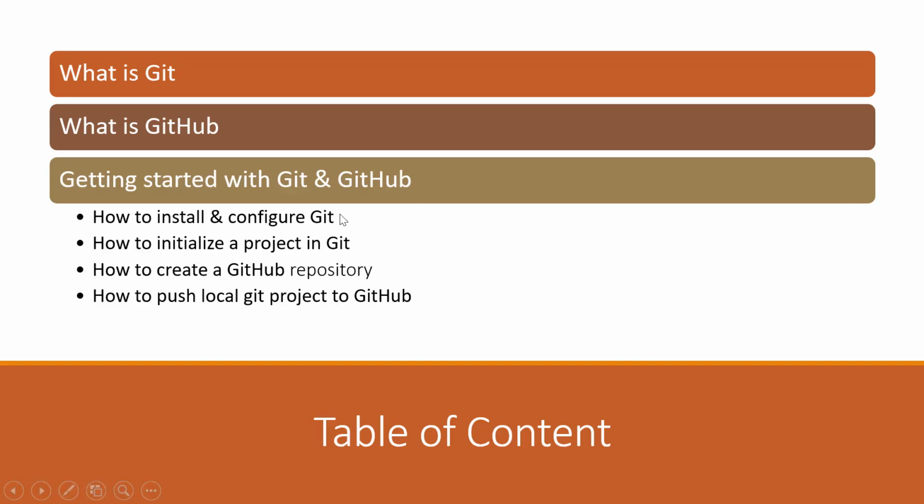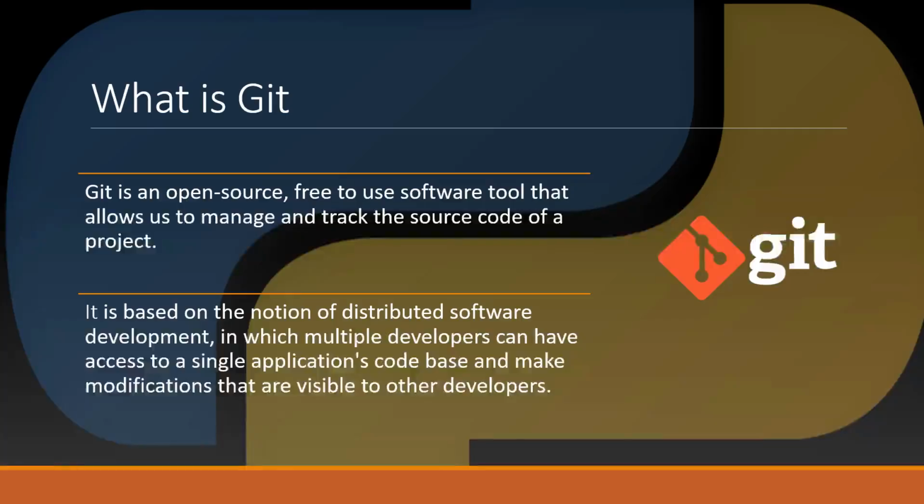Within this, we will first understand how we can install and configure Git. We will also see how we can create a GitHub account. Then we will discuss how we can initialize a project in Git. Further, we will see how we can create a GitHub repository. And in the end, we will discuss how we can push a local Git project to GitHub. So without any further delay, let's move to our first topic and understand what is Git.